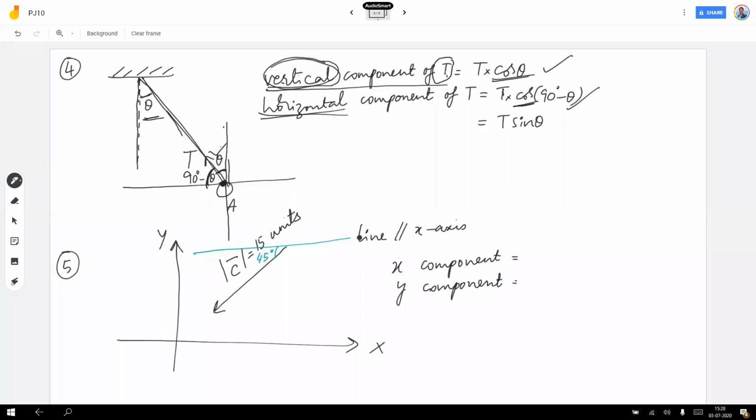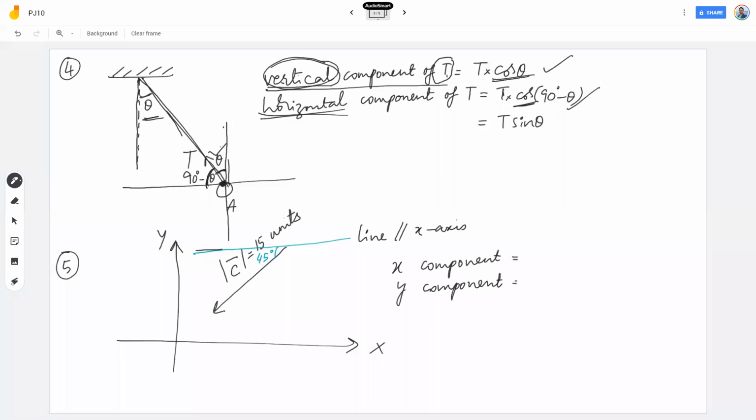X component is equal to y component equal to what? The line is parallel to x-axis, right? The vector is making an angle 45 degree with that line. So to find x component, you have to know the angle made by the vector with x-axis or any line parallel to x-axis, which is 45 degree. So answer will be 15 into cos of 45 degree. Similarly, y component will be 15 into sine of 45 degree.